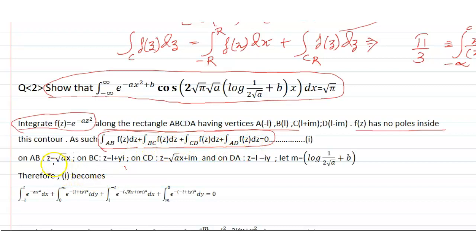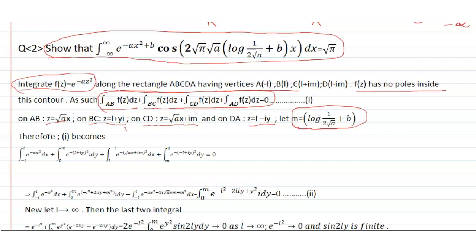And let z equal root over a x, and BC is z equals L plus iy, and CD is z equals root over a x plus iM, and DA is z equals L minus iy, and M is equal to log of root over 1 by 2 root a plus b.